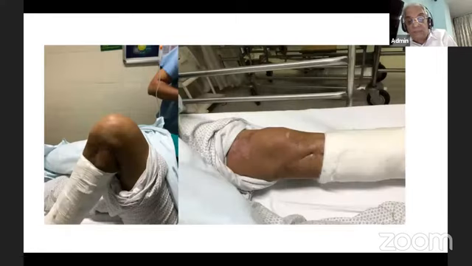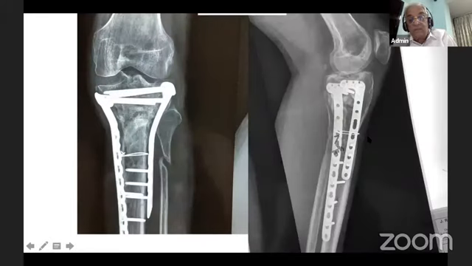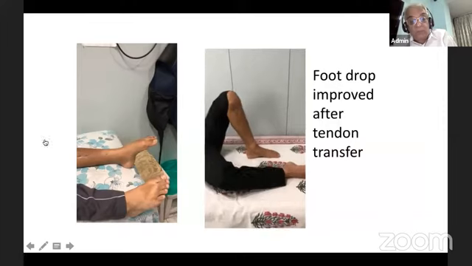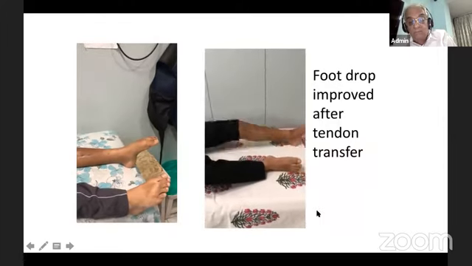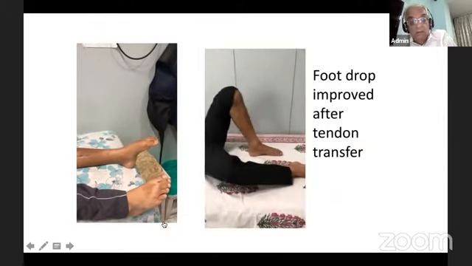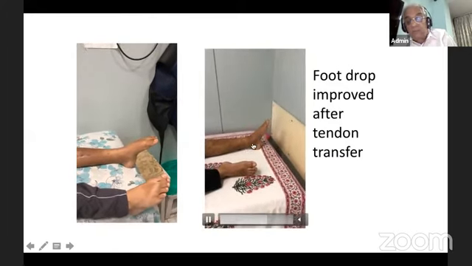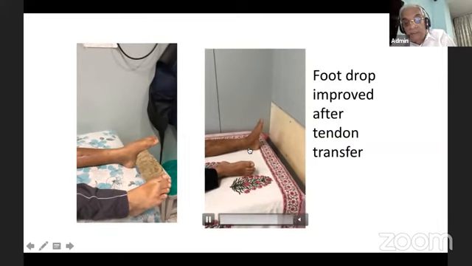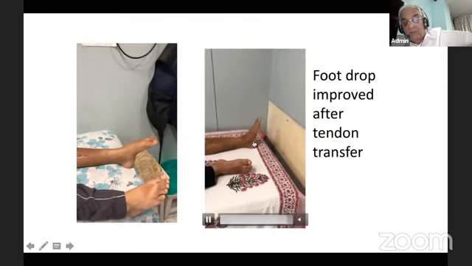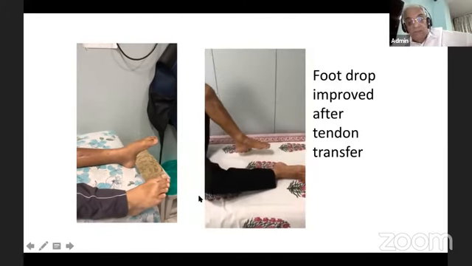This is how the wound ultimately healed up. Here is the foot drop splint which was given. This is how it is now, seven months after, when he came back. You can see this is what it is. And then further up, here is the foot drop. I did the tibialis posterior transfer to anterior, and that foot drop part has been looked after well. So this is how it was.